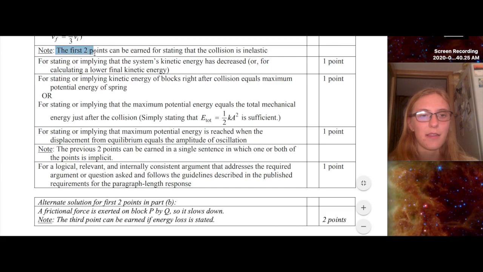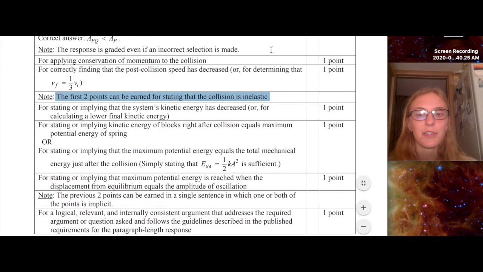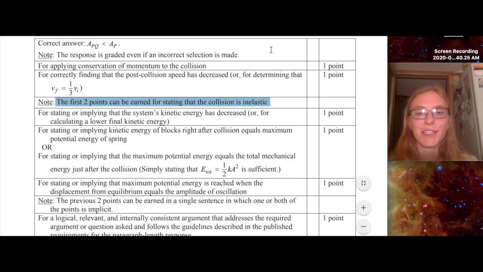Here it says, the first 2 points can be earned for stating that the collision is inelastic. So you could literally just say, the collision is inelastic, and you get 2 points. So by seeing the word stick in the problem, that's why I was all about the word stick. If you say that the collision is inelastic, you get 2 points.